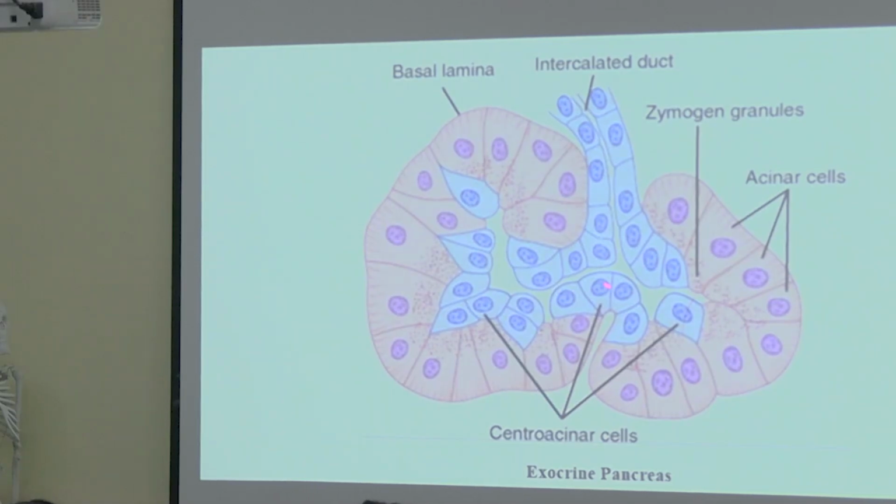And can you see at the apical part a granular appearance? Why? Because of the zymogen granules. From there only the enzymes are produced, and enzymes are secreted.